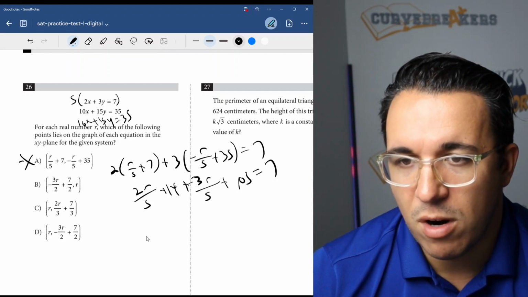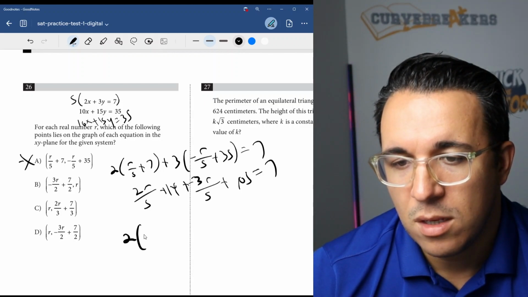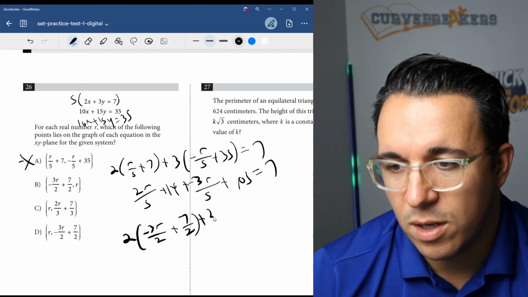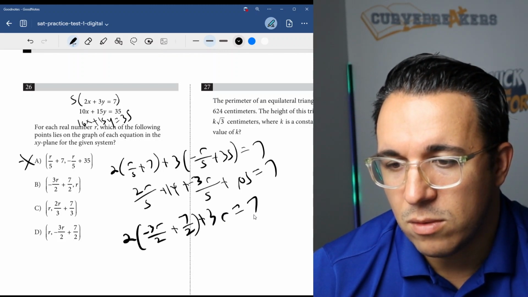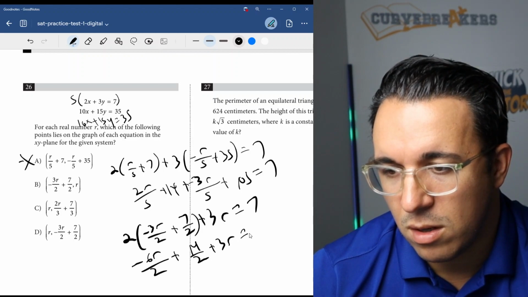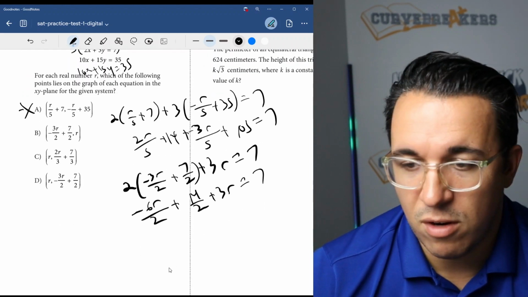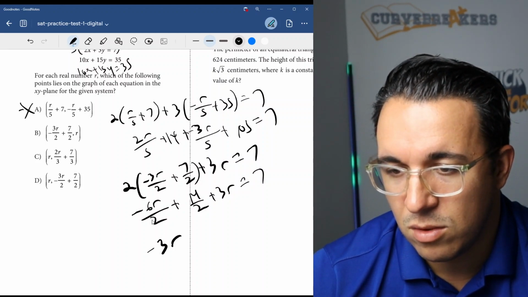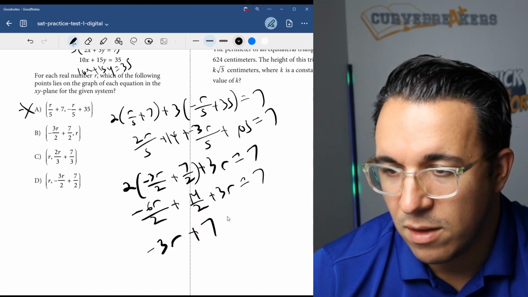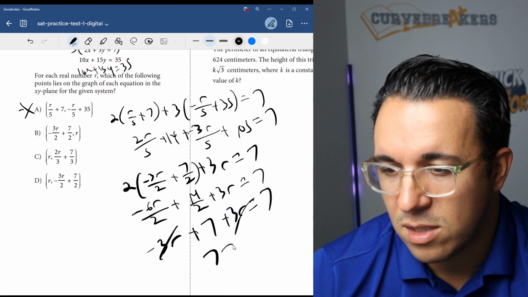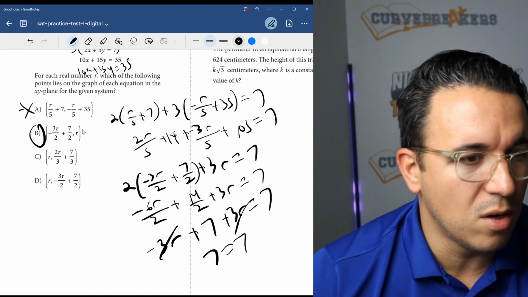Could be a little bit more promising, right? So 2 times negative 3R over 2 plus 7 over 2, plus 3R equals 7. So negative 6R over 2 plus 14 over 2 plus 3R equals 7. Oh, this does look promising, right? Because negative 6R over 2 is negative 3R, right? 2 goes into 6 3 times. Plus 7 plus 3R equals 7. So these cancel out and we get 7 equals 7, which is what we're looking for. So I'm going to go with that as the correct answer.